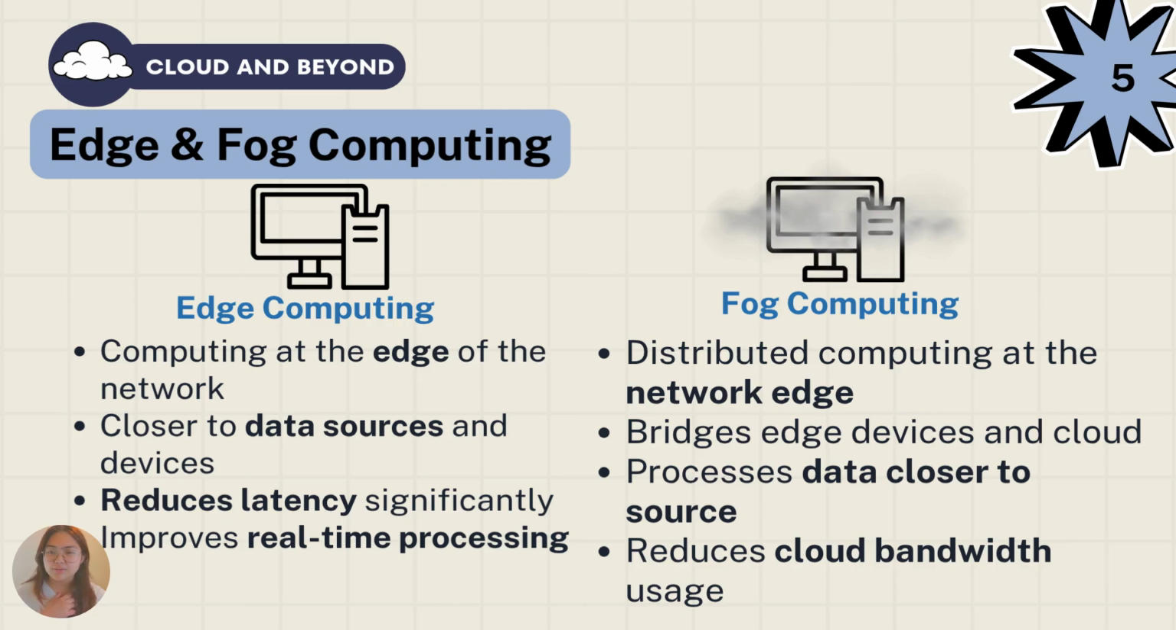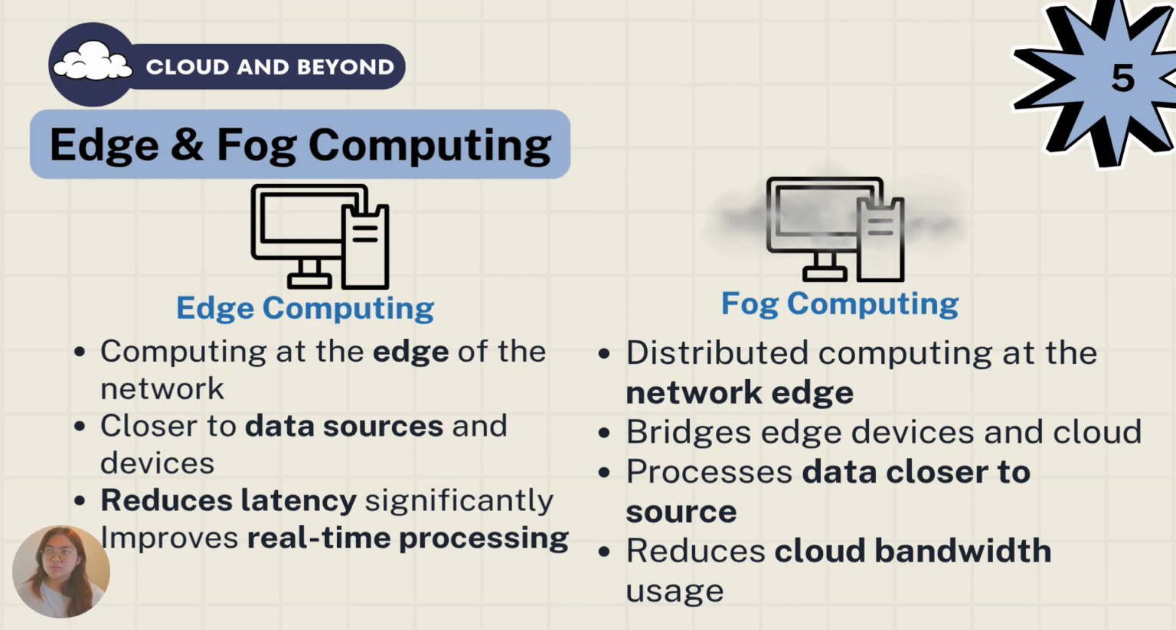Fog computing is similar but works a bit differently. It's more of a distributed approach that bridges edge devices and the cloud. With fog computing, you have multiple intermediate nodes between devices and the cloud that collectively process and filter the data. So it reduces the volume of raw data sent to the cloud, and it can save you money on bandwidth.